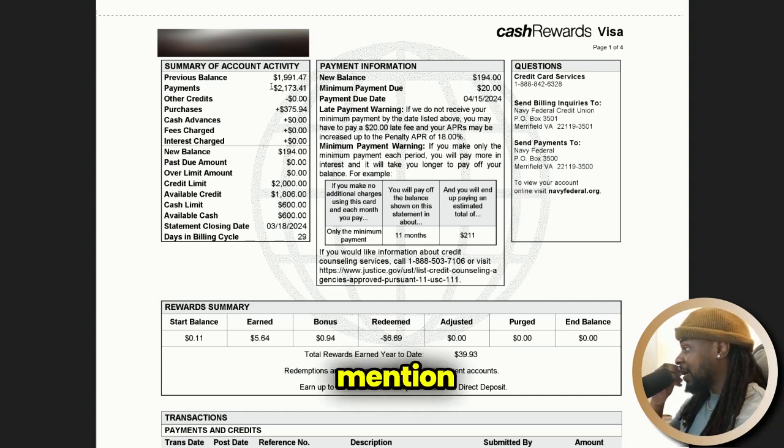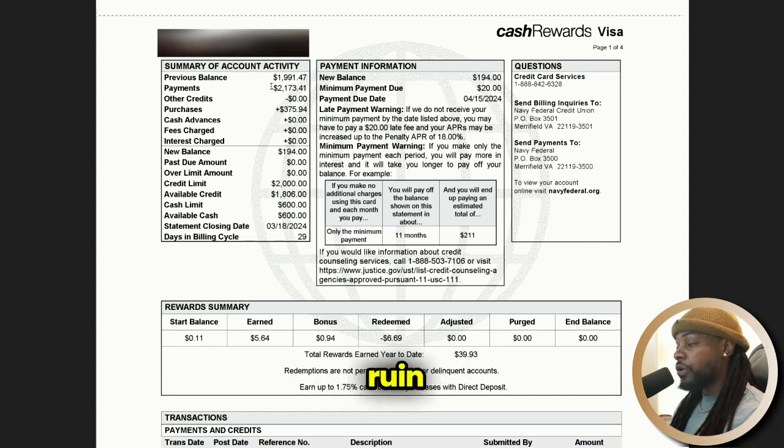Another thing I want to make mention of is, because some people may leave a comment like, yeah, but then that's going to ruin your utilization and it's going to bring your score down if you do that. Here's the thing. Your credit score only matters when you need to apply for something. If I'm not applying for something or I don't need something, it doesn't matter. Your credit score is a tool. All this stuff is just a tool.